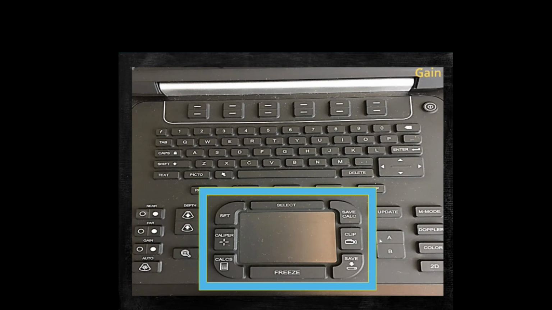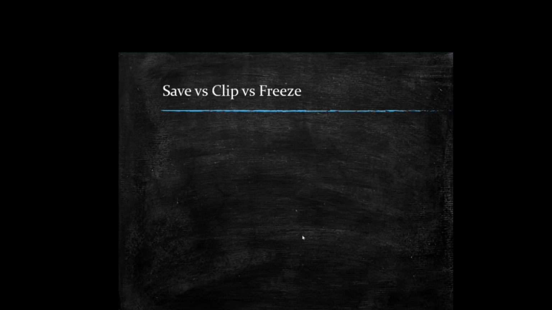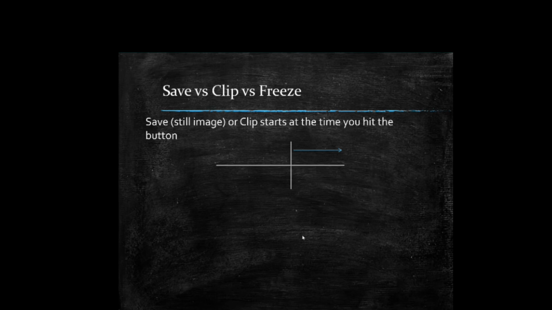All right, finally, let's talk about saving these exams. So let's say you have a good picture of the lung, you want to save that image. What do you hit? There's a few different buttons that can be found all around the trackpad on the Sonosite Edge 2. Again, be familiar with your machine. So there's save versus clip versus freeze.